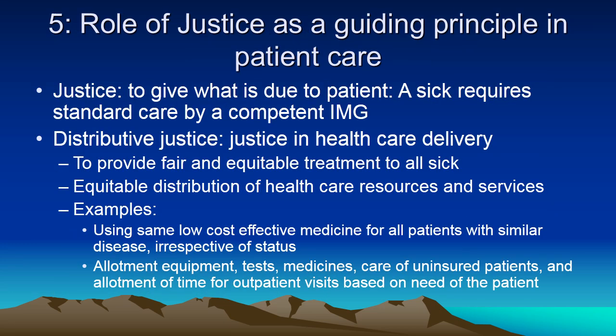Fifth is role of justice as a guiding principle in patient care. Now, justice is to give what is due to the patient. A sick person requires standard care by a competent graduate doctor. Distributive justice is used in healthcare to provide fair and equitable treatment to all sick, equitable distribution of the healthcare resources and services. Some examples are using the same low cost effective medicine for all patients with similar disease irrespective of the social status, allotment of the equipment, test, medicine, care of uninsured patients, and allotment of time for outpatient visits based on the need of the patient rather than status of the patient.